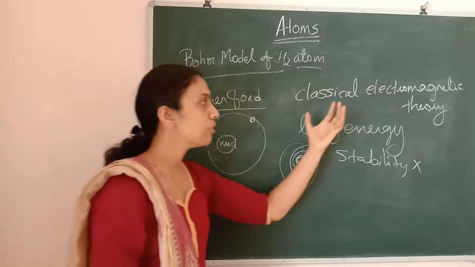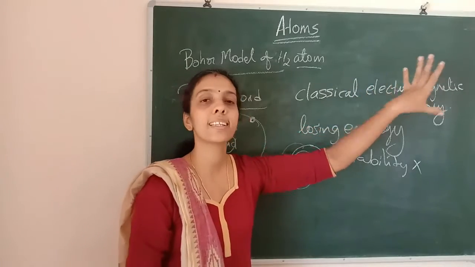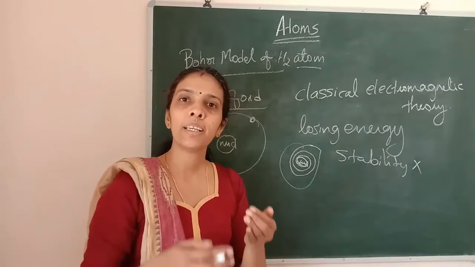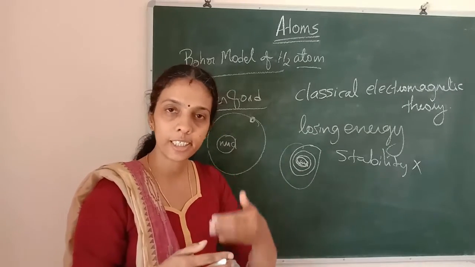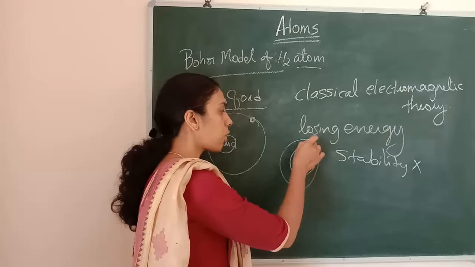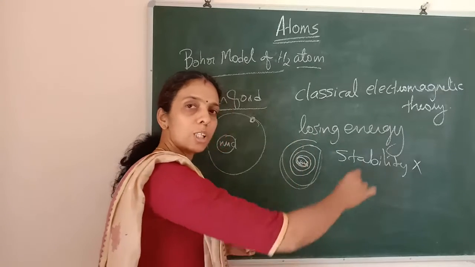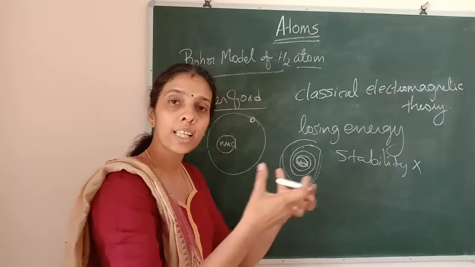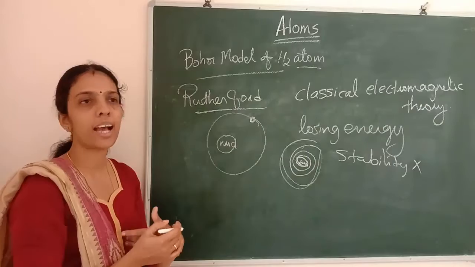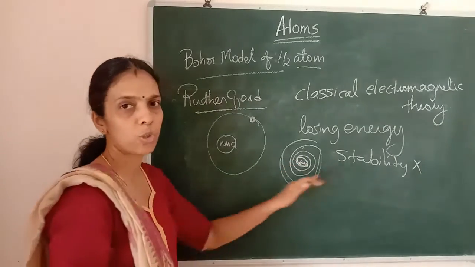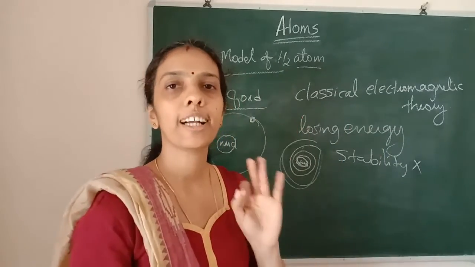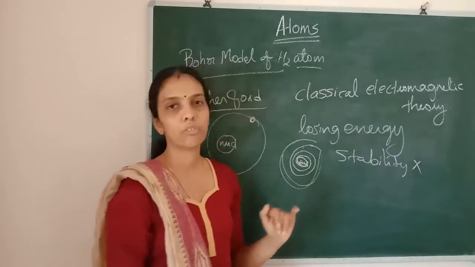As per Rutherford's model, if you explain it with classical electromagnetic theory, the electron will be losing energy continuously, and while it is losing energy, it will move in a spiral manner, coming closer and closer to the nucleus, and finally it will fall into the nucleus. So we can't explain the stability of the electron as per Rutherford's model.